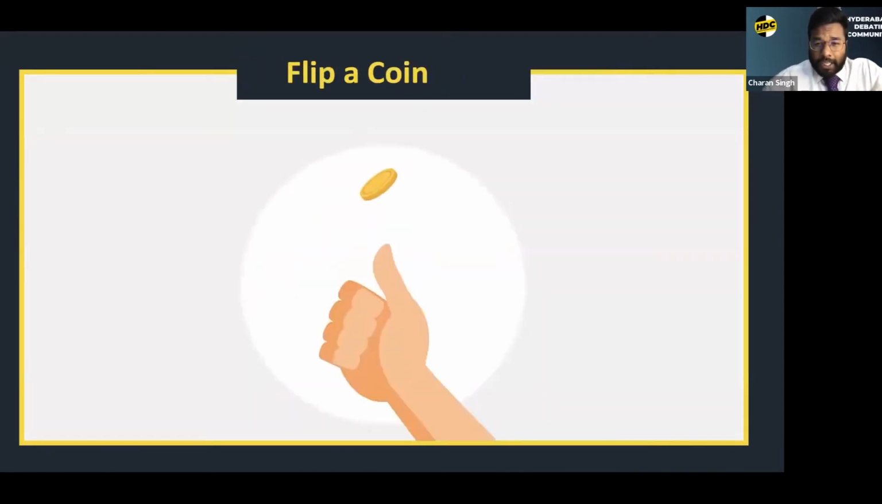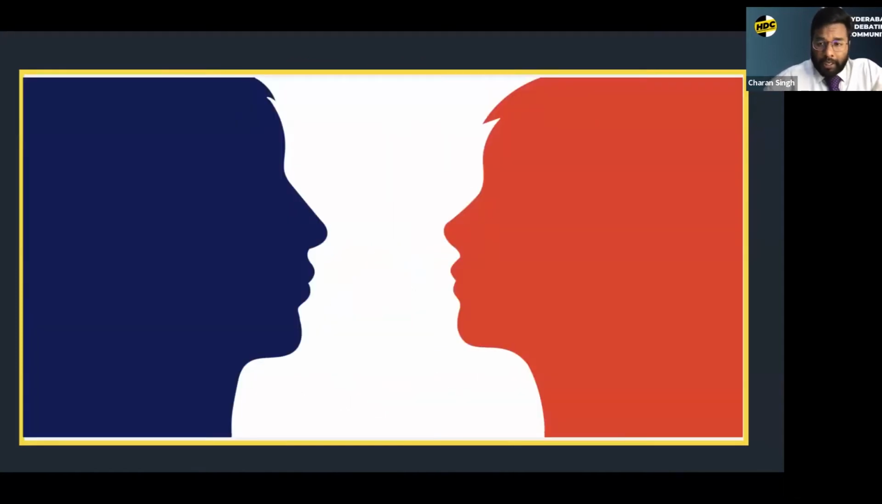Once that is done, we'll have a flip of a coin, and this is going to help us determine which team will speak for which side of the motion. The side that is going to speak in favor of the motion will be called the proposition team, and the team which speaks against the motion will be called the opposition side.